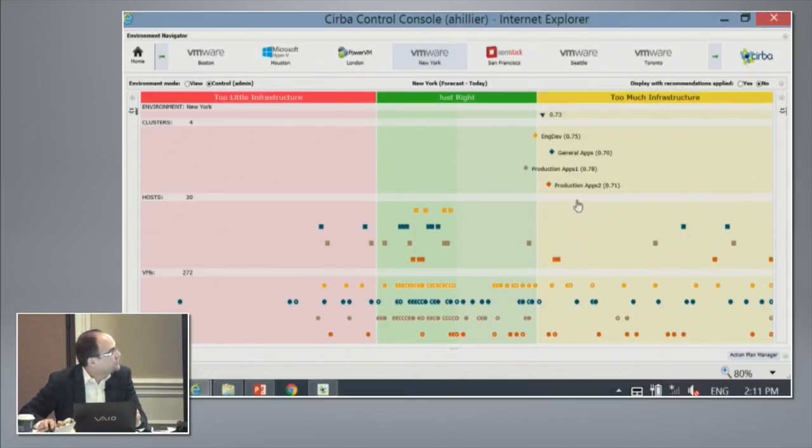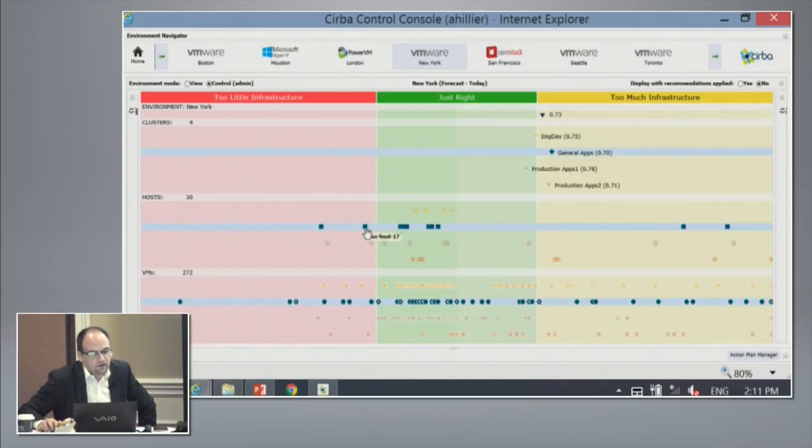This environment is a VMware environment. And I'll explain these three tiers. There's a fourth tier where we model storage, which we'll show you in a minute. The top tier are the clusters. They could also be VLANs. These are the aggregate groups of infrastructure that the VMs run on. The squares are the physical servers, in this case ESX hosts, and the circles are the VMs. And they're color coded. So this general apps cluster has these hosts and these VMs.